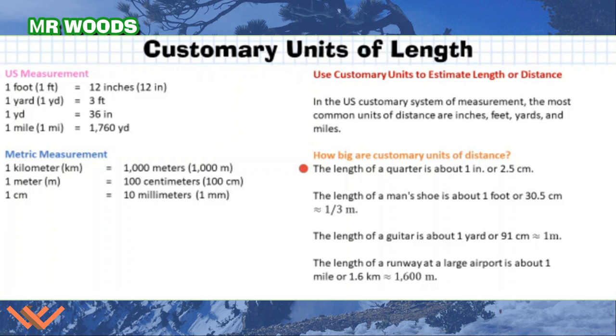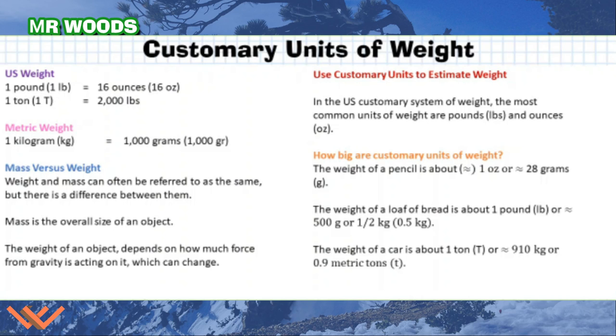Then the length of a guitar or a baseball bat is 1 yard or 91 centimeters, which is about 1 meter. It's just a little bit under 1 meter. The length of a runway at a large airport is about 1 mile or 1.6 kilometers, which is also approximately 1,600 meters. Let's look at the customary units of weight.